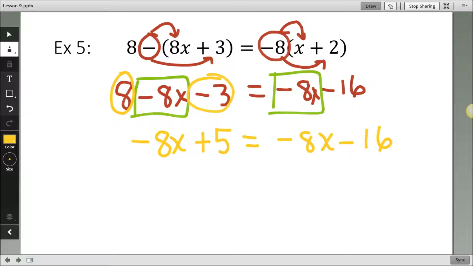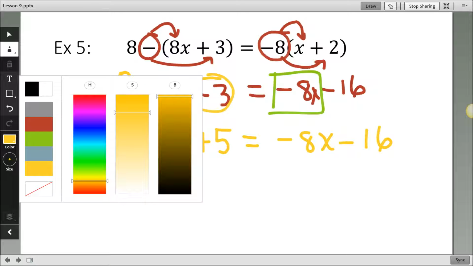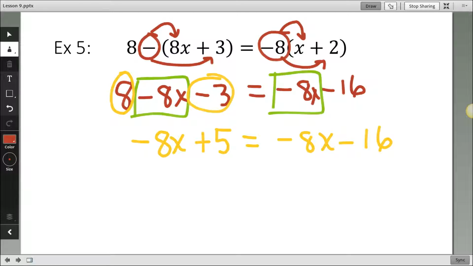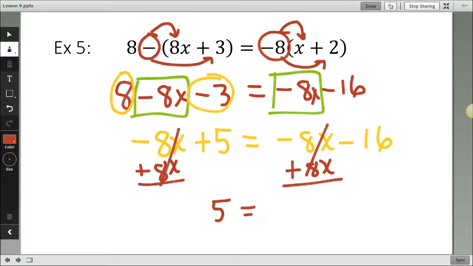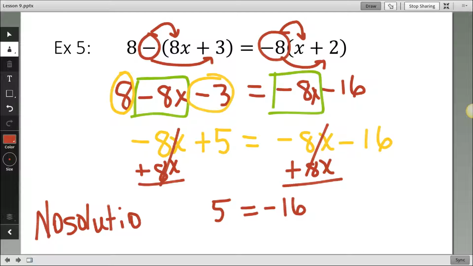Now this should be a little more clear as to what's about to happen. Because if I move my variable to the same side, which is step 3, they cancel out on both sides, leaving me with 5 equals negative 16. That is a false statement, so this will have no solution. All right, so that's the process I need to see on each one of those problems.